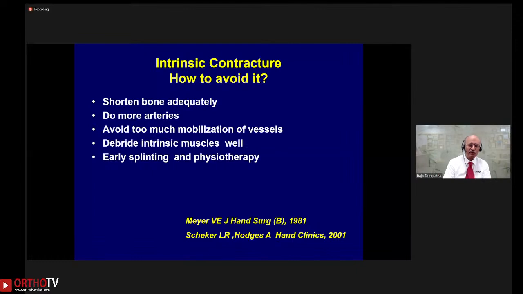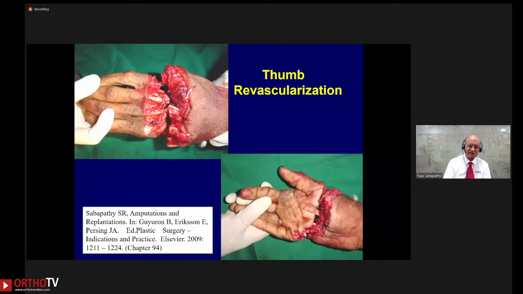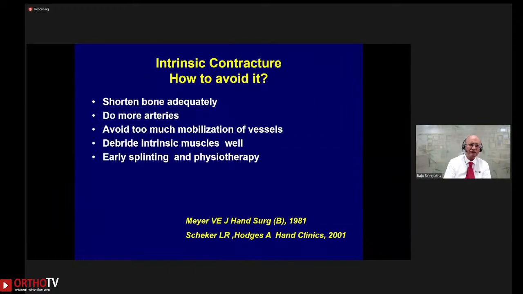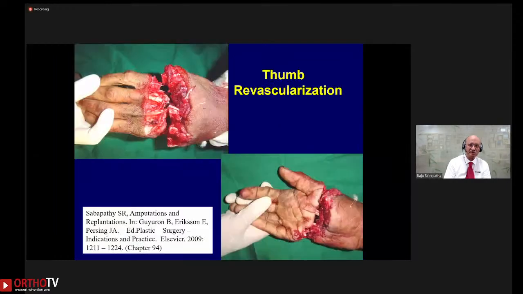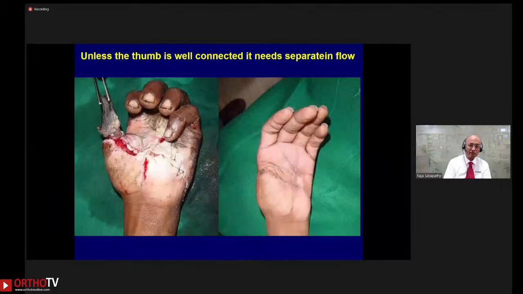Intrinsic contracture is a problem, and how do you avoid it? One way of avoiding it is to shorten the bone adequately. You do as many arteries as we want. And you release the intrinsic muscles well, and early splinting and physiotherapy is important.